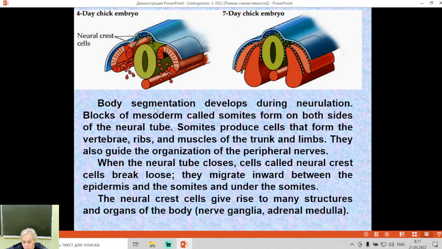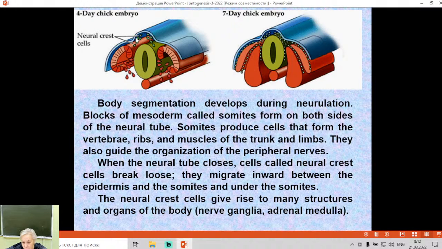And you see body segmentation develops during neurulation. Blocks of mesoderm called somites form on both sides of the neural tube. And you see this region. Somites produce cells that form the vertebrae, ribs, and muscles of the trunk and limbs. They also guide the organization of the peripheral nerves.